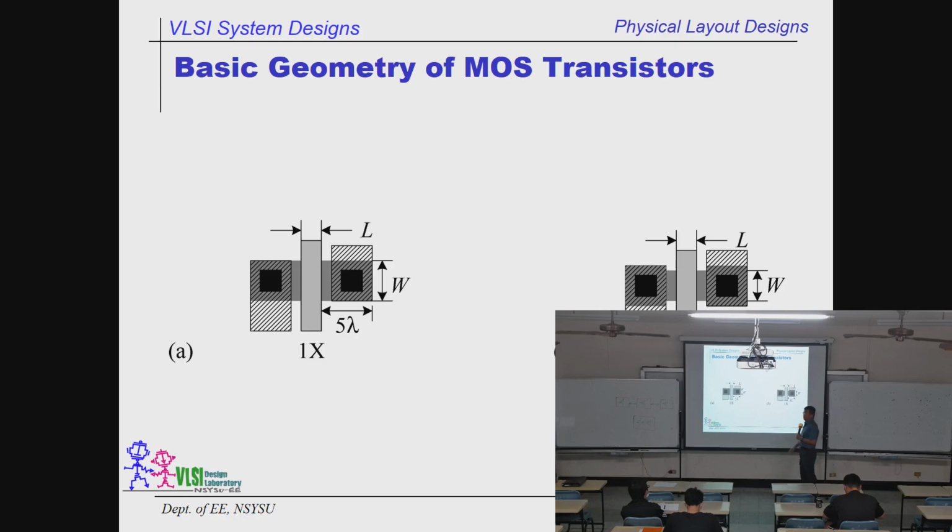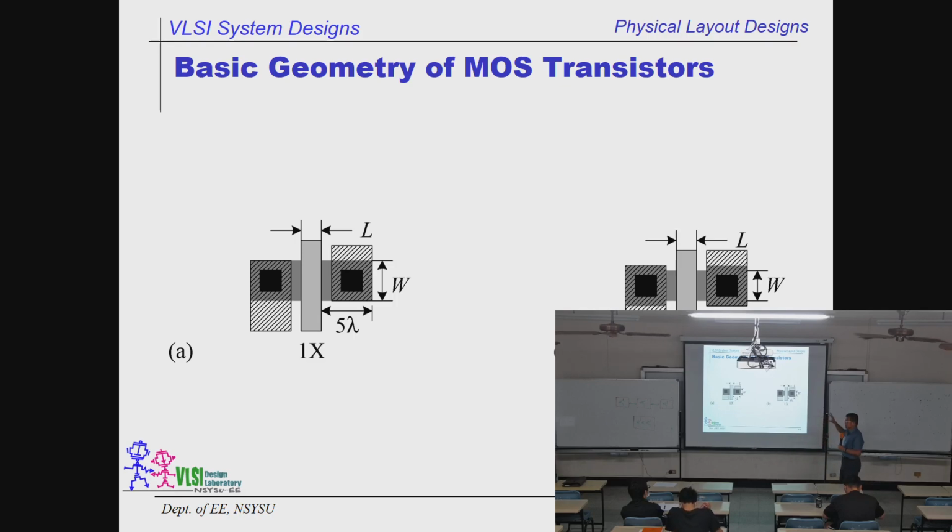But if we follow the minimum feature size of a given process, we can make it smaller, like this one. Make it smaller than this one. So the width is a little bit smaller. Okay, both of them are well-defined transistors. They also comply with the DRC rules.